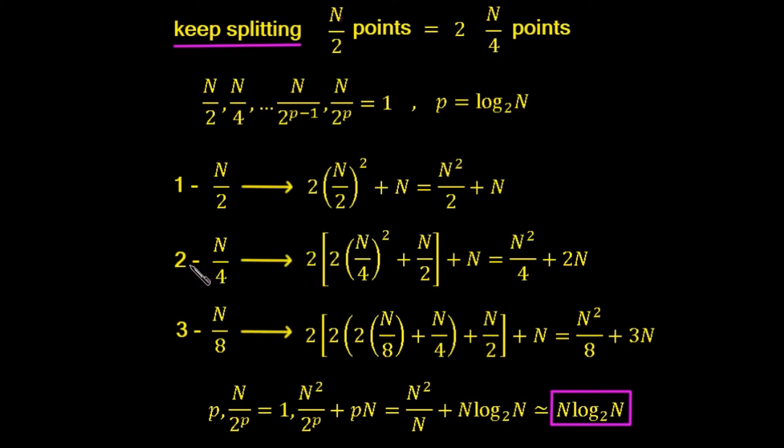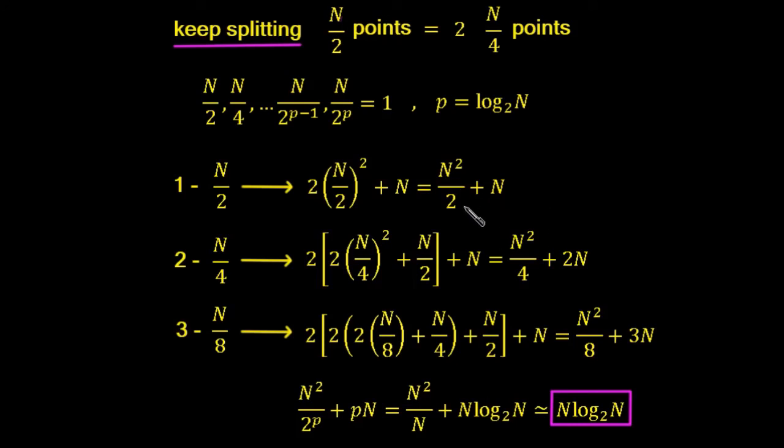So if n was split into 8, then this would be iterated again, so it would be 2 times the n upon 8 all squared, plus n upon 4 all plus n upon 2 all plus n. That whole thing is going to give us n squared upon 8 plus 3n. There are a lot of fiddly bits there, but you can check that out and convince yourself that that is the case.